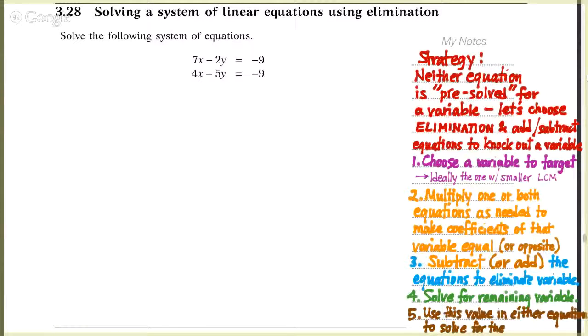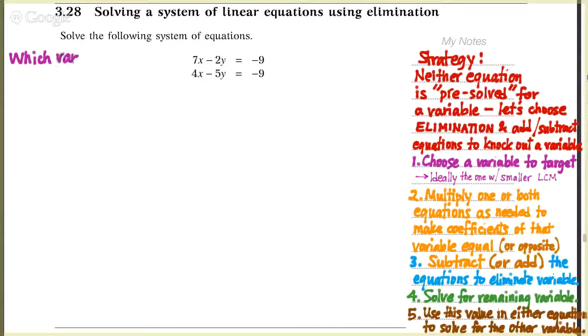So there's our strategy. Pick a variable to target, ideally the one that's going to have coefficients with a smaller least common multiple. Then multiply one or both of the equations in such a way as to make those coefficients either equal or equal and opposite. Then, by either adding or subtracting the equations to one another, we'll get a third equation which has one fewer variable in it, which we can solve and get a value, and then plug that value back into one of the original equations to get a value for the other.